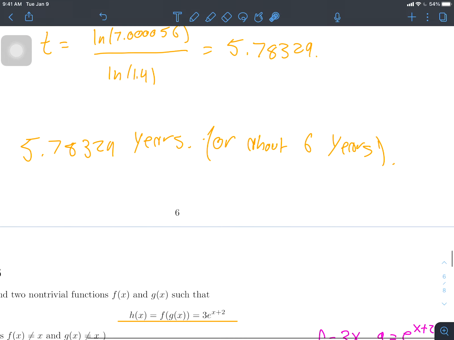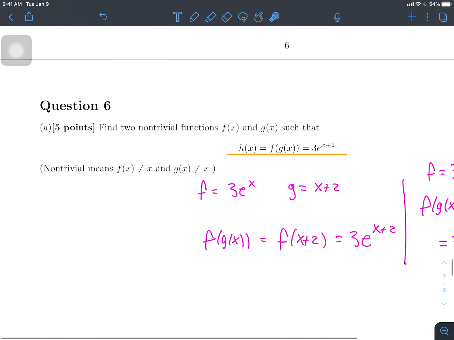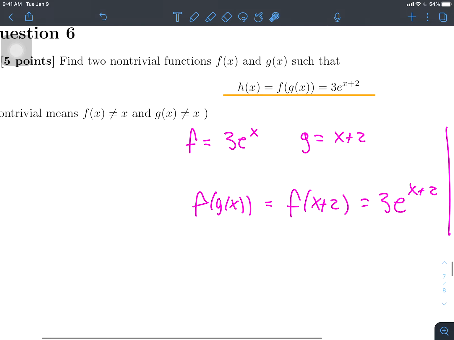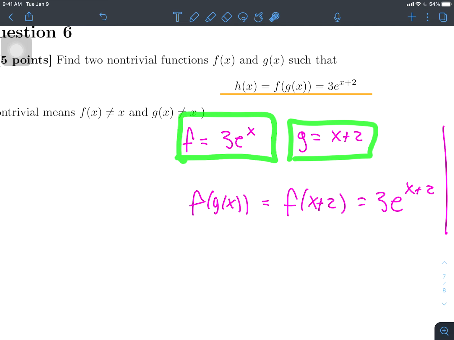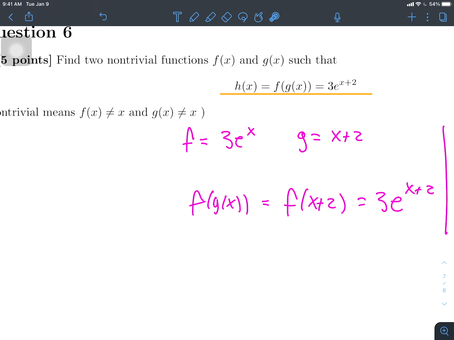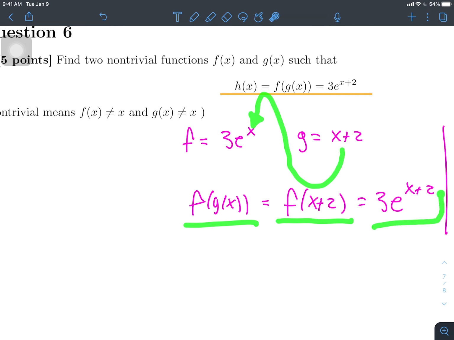So there's a million ways you could do this. The first way I did it was just by saying, okay, if g is just x plus 2 and f is 3e to the x, then if we do f of g of x, it's like doing f of x plus 2. And when I plug in x plus 2 for x in 3e to the x, I get 3e to the x plus 2, which is the function that we want.